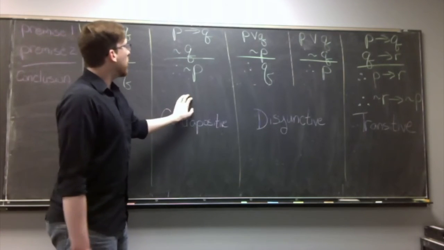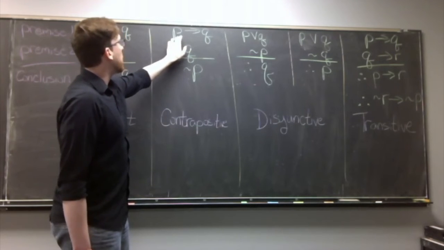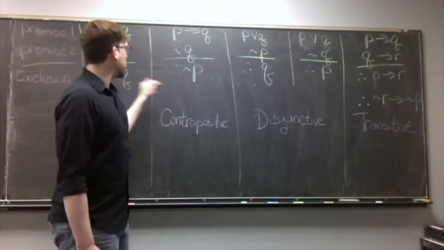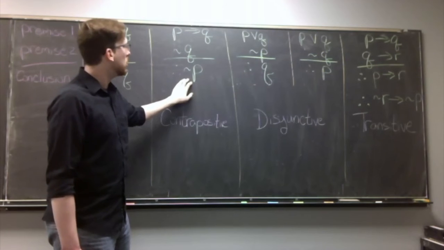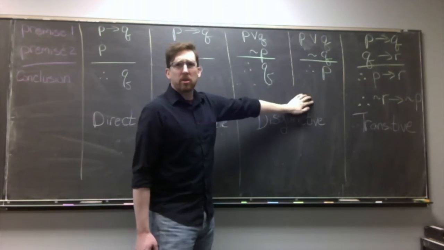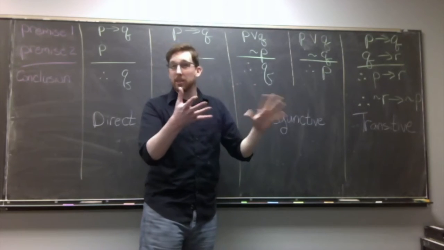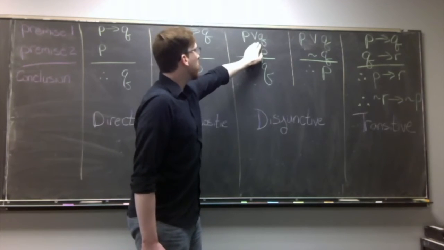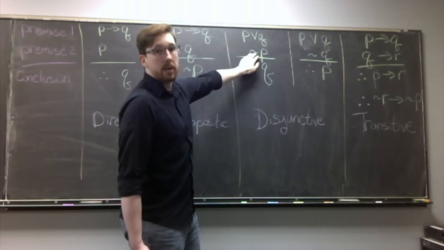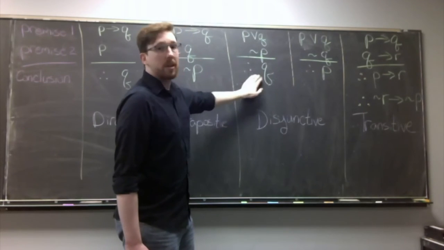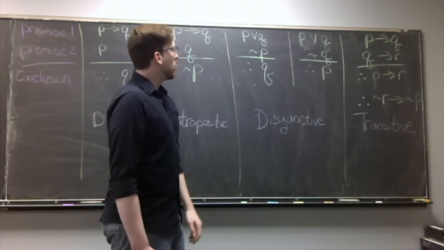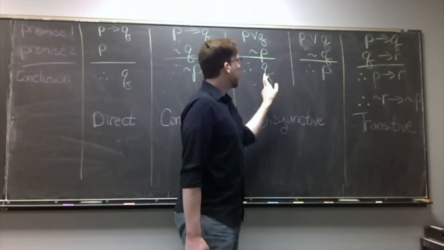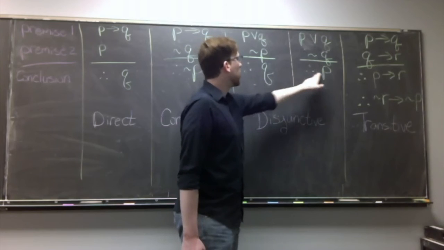The contrapositive argument starts with premise one being P implies Q. Premise two is not Q. And the conclusion is therefore not P. There are two disjunctive arguments, but they're really just each other reversed in some sense. It has premise one being P or Q. Premise two is not P. Therefore, Q is the conclusion. And again, the other version just really swaps out not P with not Q, and the conclusion swaps therefore Q with therefore P.